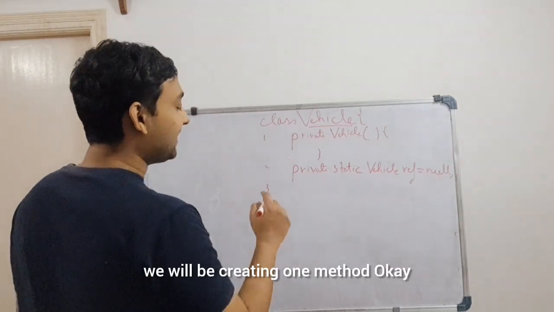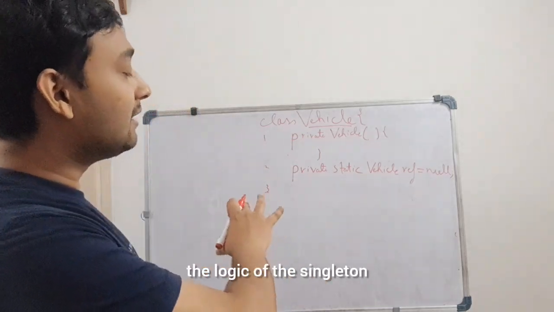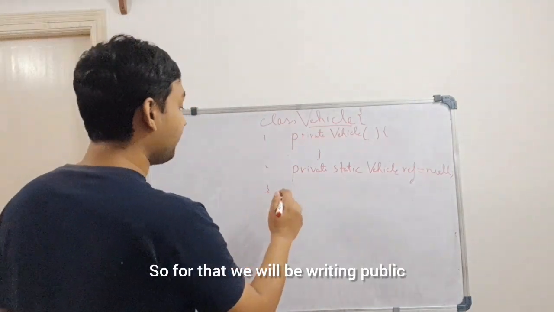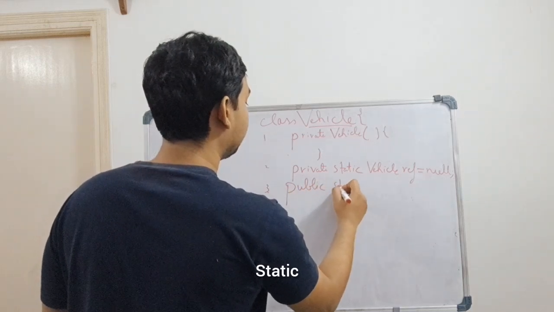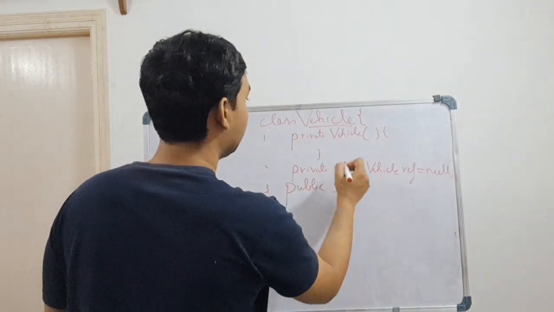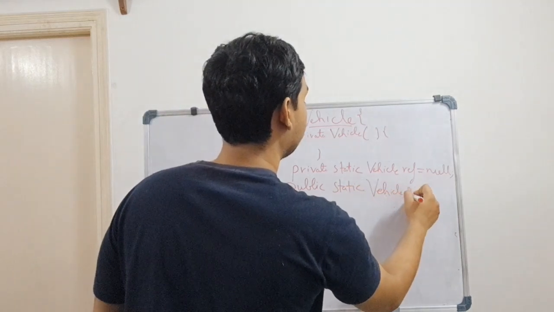creating one method to write the logic of this singleton. So for that we will be writing public static class name getInstance.